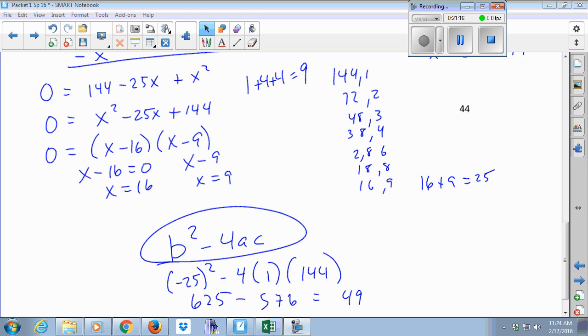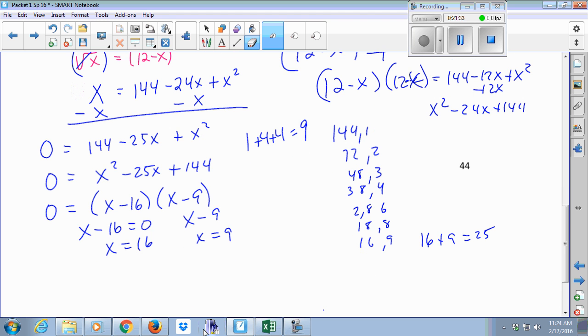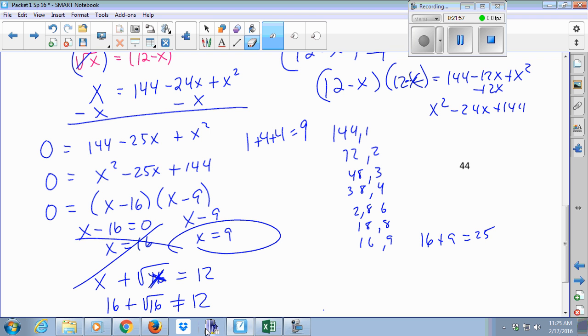Okay. All right, so the moral of the story here is you don't put circles around those answers. Why not? Because every time you have a radical equation and you are squaring or cubing or raising to the fourth power on both sides, you can introduce what we call an extraneous solution. If you go back and check these in your original equation, which was this, and I put a 16 in there, that does not equal 12. But 9 works. 9 plus the square root of 9 is 12. So this is extraneous, and this is your only solution.